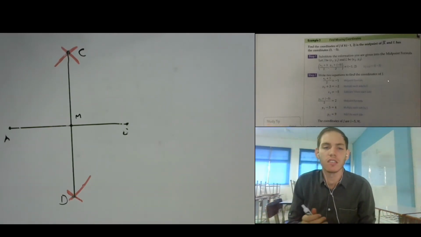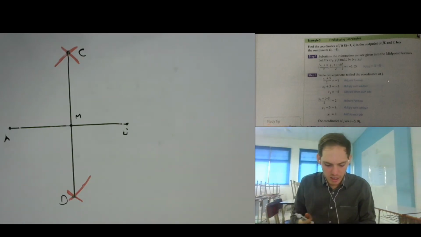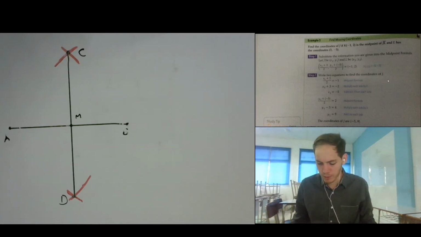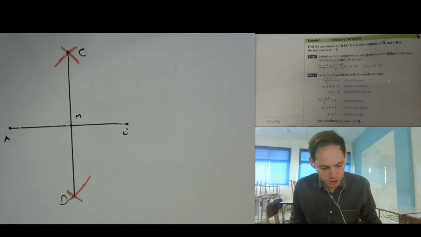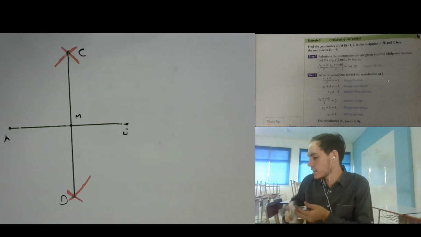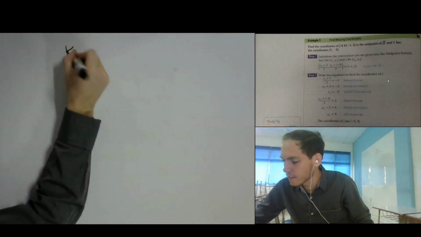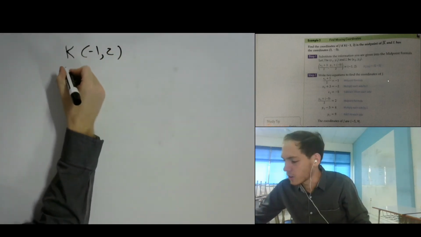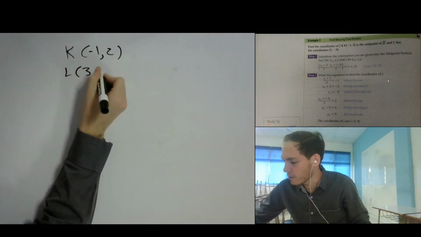Find missing coordinates. So finding missing coordinates is a crucial part of doing this math. My apologies for slowing down there. It is crucial because what we need to do is actually find the coordinates of J if K is -1, 2, and so our midpoint L is 3, -5.